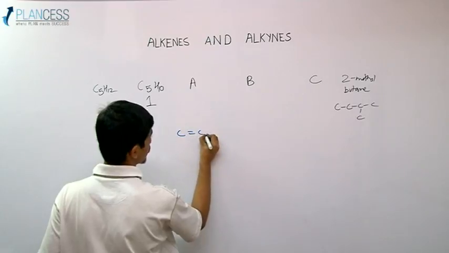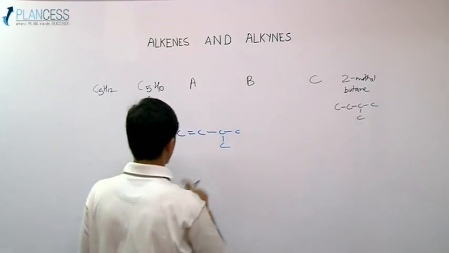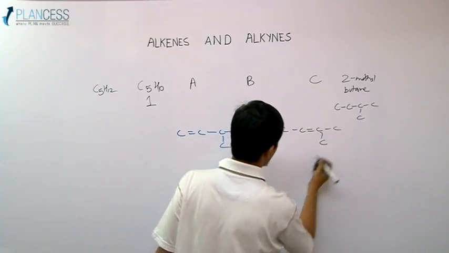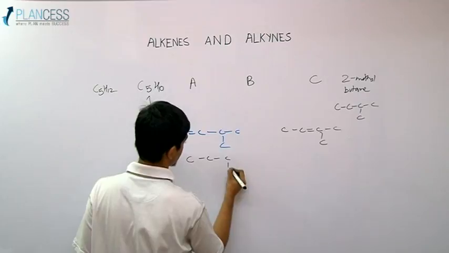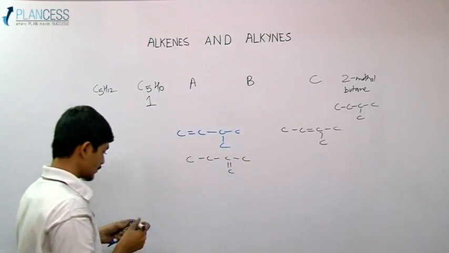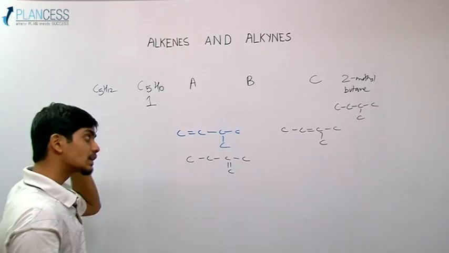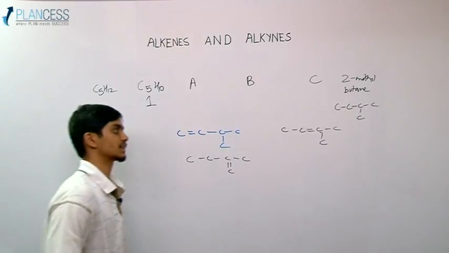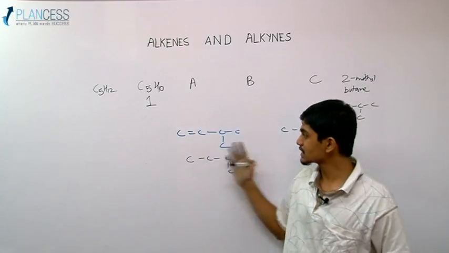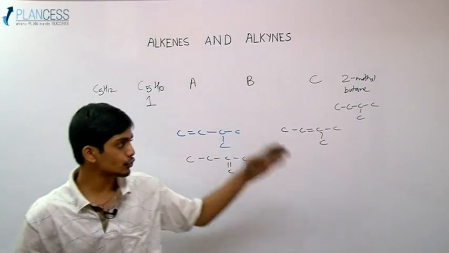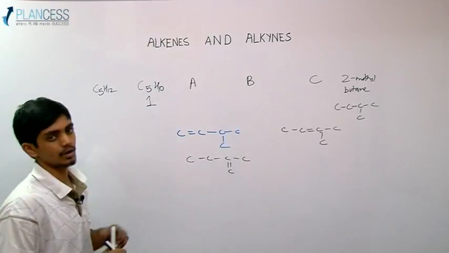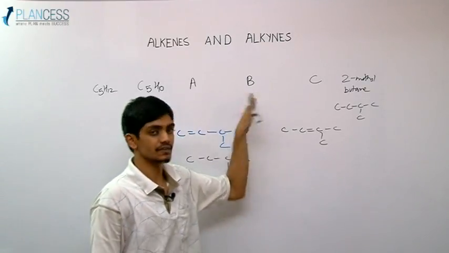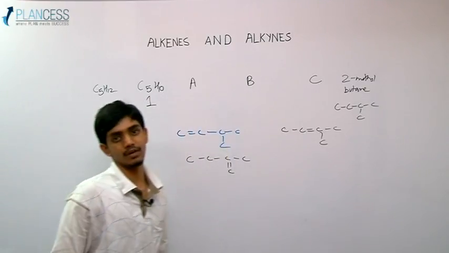Suppose I take a pi bond which is here, another molecule where the pi bond is in between, and another molecule where the pi bond is at this end. Now if you take a pi bond here, it is the same as this isomer, so we need not consider it. And these three are the only structures possible for 2-methyl butane if there is only one pi bond present. So these are the three isomers, and if A, B, C are three different isomers, they have to be one of them.